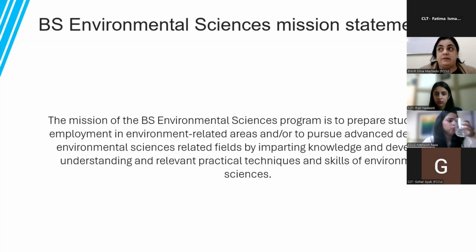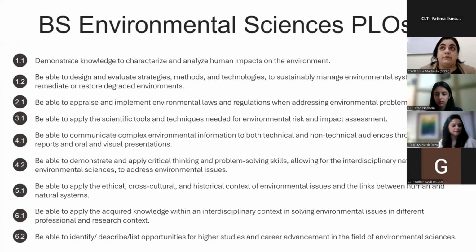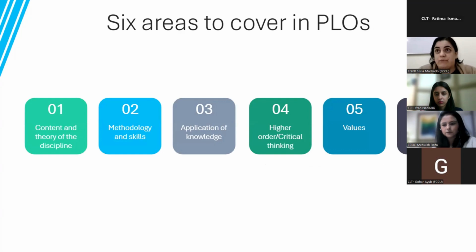in environment-related areas and or to pursue advanced degrees in environmental sciences related fields by imparting knowledge and developing understanding and relevant practice techniques and skills of environmental sciences. This is a summary of the program learning outcomes that we defined at that stage. I don't think I need to read all of them, but we integrated these program learning outcomes. We have minimum 1 or 2 program learning outcomes for each one of these 6 areas.